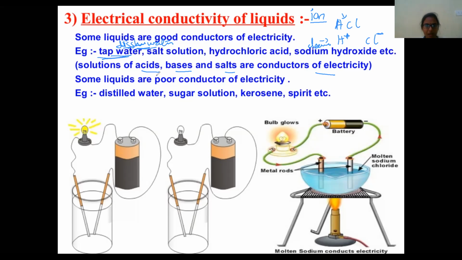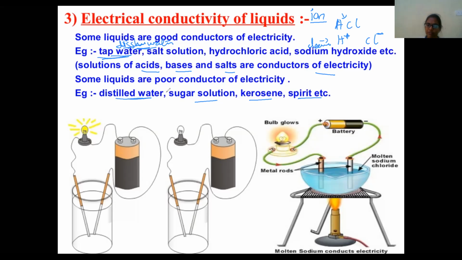Next, some liquids are poor conductors of electricity. See, some liquids are distilled water. I told you distilled water does not contain any salt, and also sugar solution, kerosene, spray. Thus they do not contain so many ions. That is why they are poor conductors of electricity.